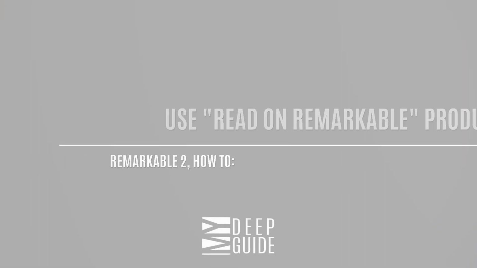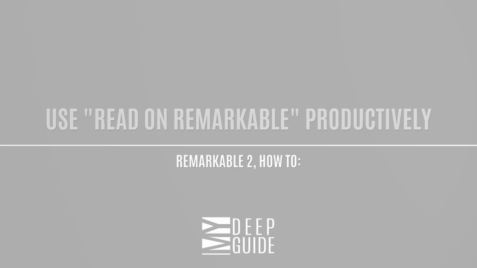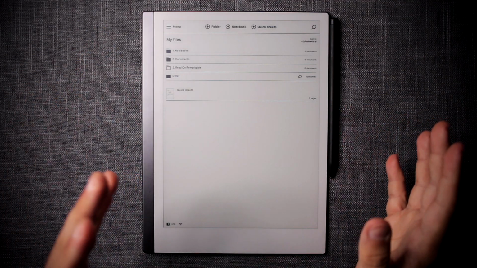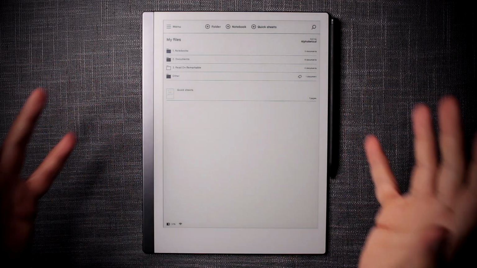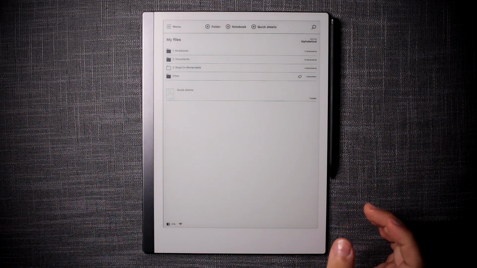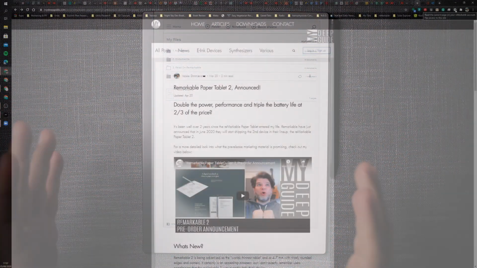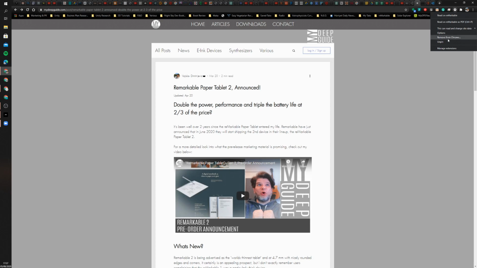This is going to be a series of how-to tutorials, how to best maximize your Remarkable 1 or 2 paper tablet. One of the features that I really like that was implemented recently for the Remarkable platform is the Chrome extension, which is called Read on Remarkable. And it's really easy to set up.